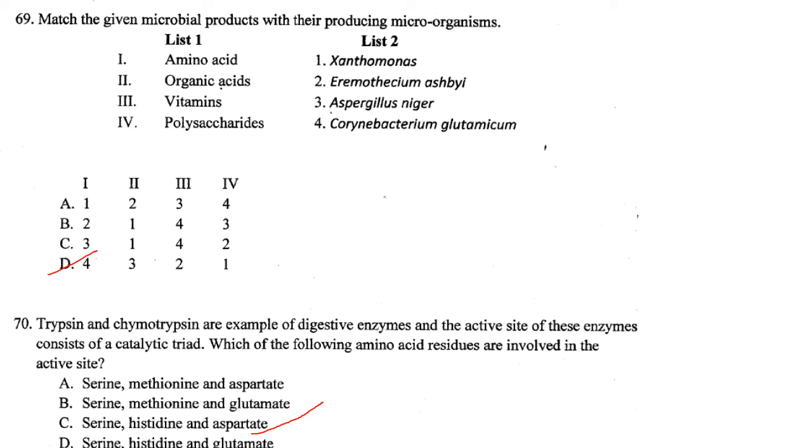Then trypsin and chymotrypsin are examples of digestive enzymes, and the active site of these enzymes consists of the catalytic triad. Which of the following amino acid residues are involved in the active site? So they are serine, histidine and aspartate. So the answer here is option C.